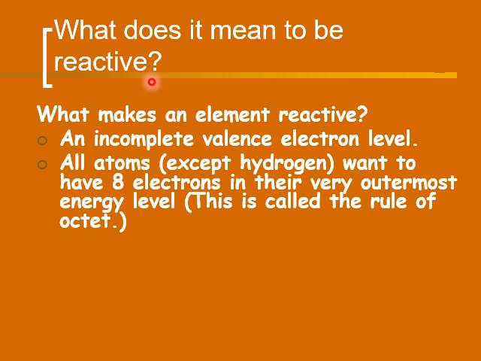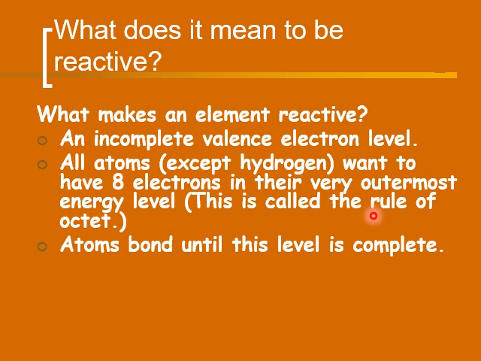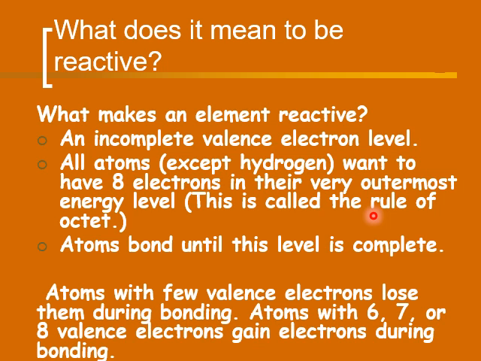All atoms except hydrogen want to have 8 electrons in their very outermost energy level shell. And this is called the rule of the octet. We want to have 8 electrons in our last shell. If we don't, we're going to react so that we do get 8 electrons in our outermost shell. Okay, so atoms are going to be bonding until this level is complete.